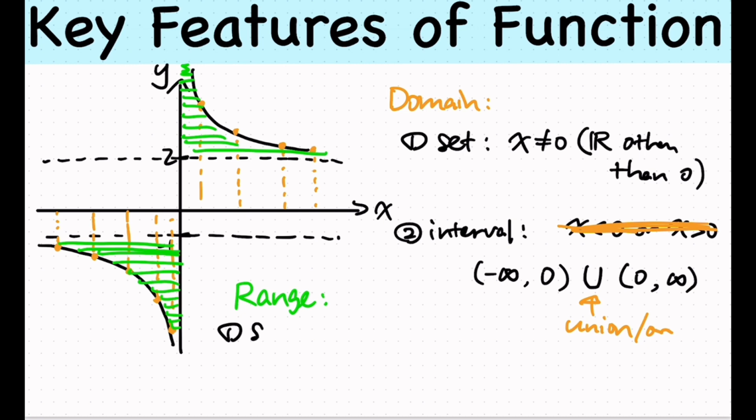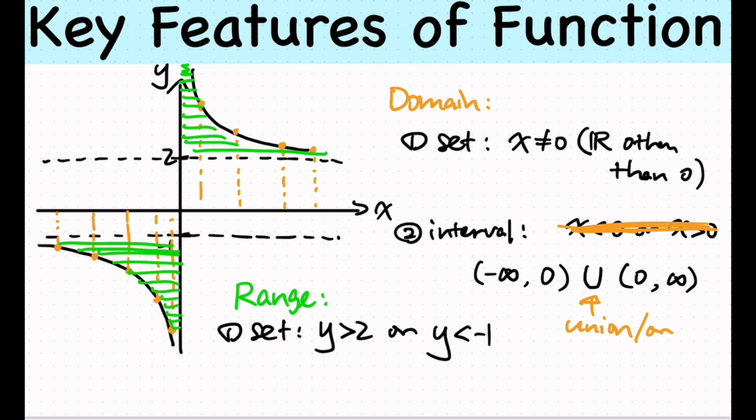So if I use the set notation, then the range is y is either greater than 2. Y can never take 2 because this curve will never touch y is equal to 2. They will be infinitely close to each other, but they will never cross or touch each other. So y is either greater than 2 or y is less than negative 1. Y can take as small values as possible, but it cannot take any values that are above negative 1.